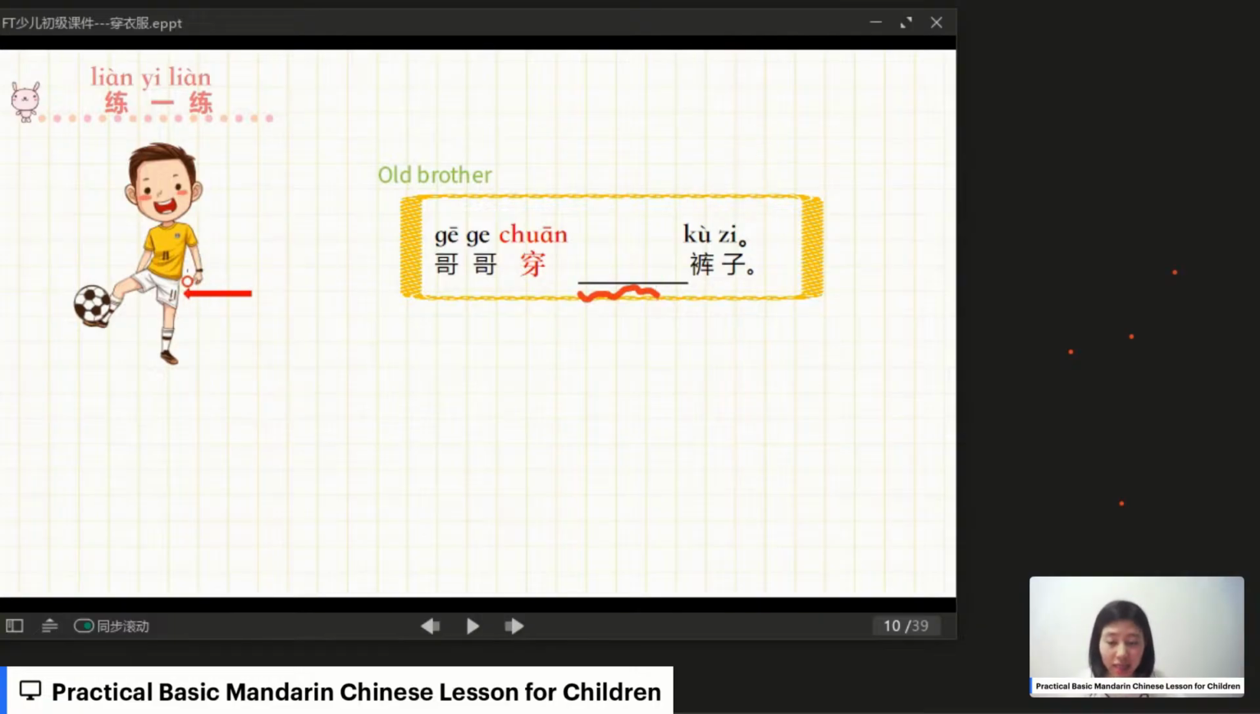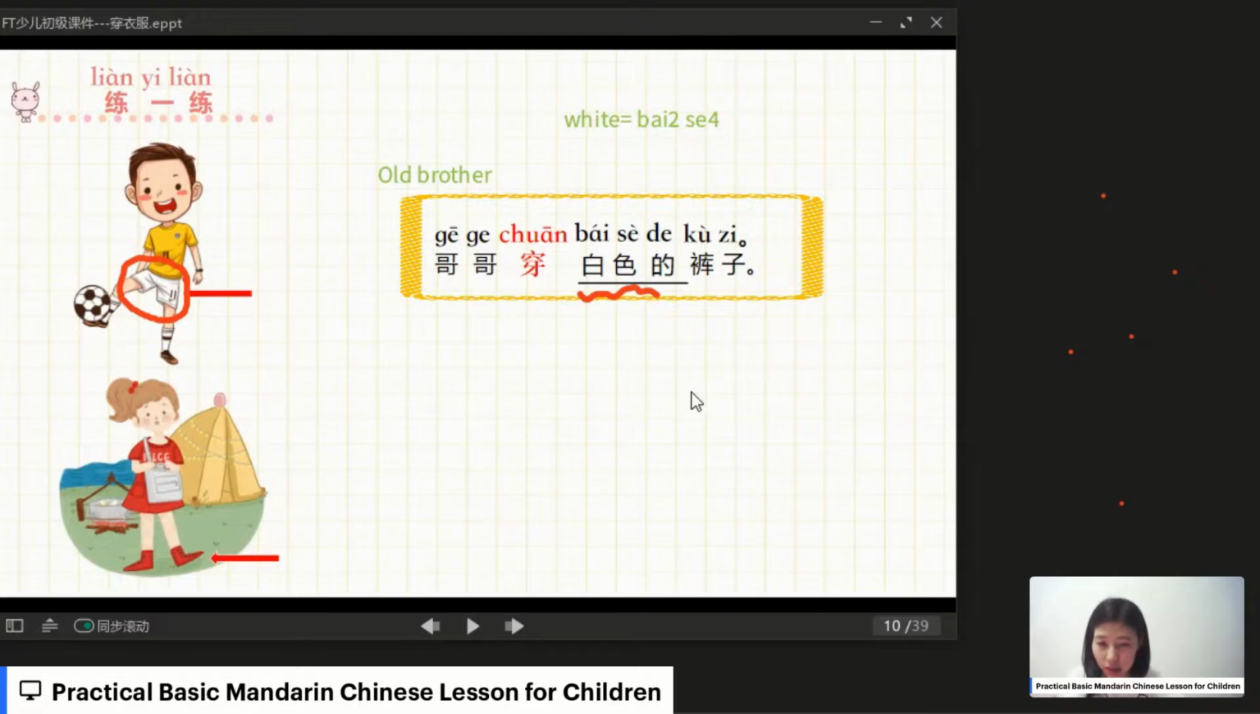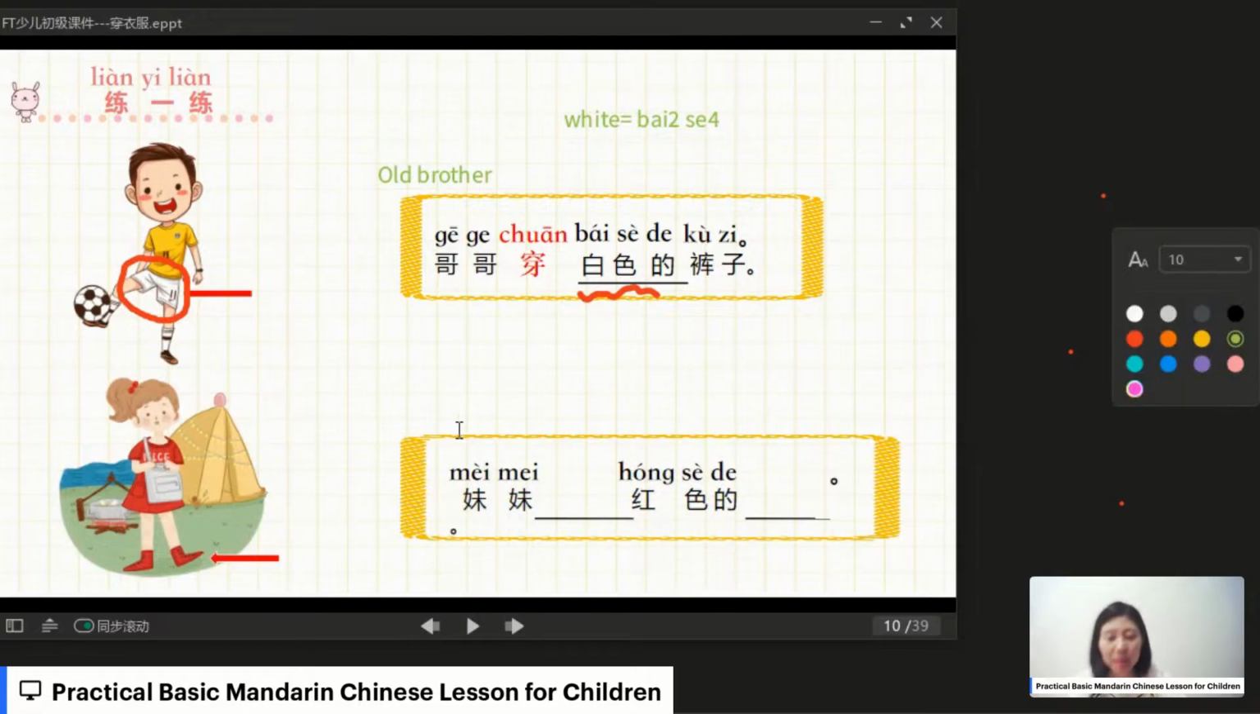According to the picture, we're going to describe what the color is. It is white. White in Chinese is 白色. In this sentence we just put 白色 into the sentence, and that would be the correct sentence. So the whole part is 哥哥穿白色的裤子. 哥哥穿白色的裤子.